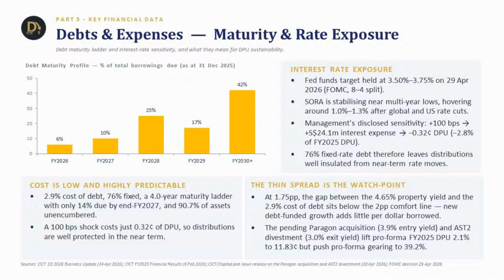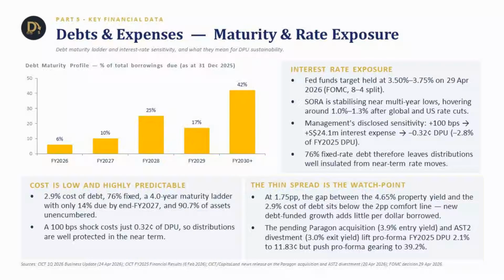Okay, let's wrap up with the pro forma transaction impact. The precise mechanics involve the pending acquisition of Paragon at a 3.9% entry yield and the divestment of Asia Square Tower 2, or AST2, at a 3.0% exit yield. Which is strict yield arbitrage. Break down the math on that. You are exchanging an asset yielding 3.0% for an asset yielding 3.9%. This positive spread drives a pro forma increase on the FY 2025 DPU of 2.1%, bringing it to 11.83 cents. It is definitively accretive at the asset level.